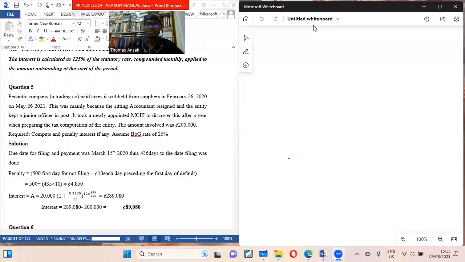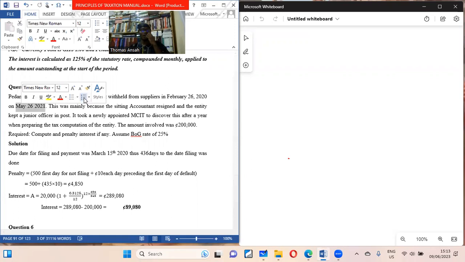All right, so that's it. This is actually May 26th. They were supposed to actually file on March 15th, but they didn't, and the payment too didn't go. So as for the penalty, the first day they did not file, which is March 16th, will be 500 cedis. Then from March 16th to May 26th of the following year is 435 days. Together with the first day, that makes 436 days. So that one is 10 cedis a day. So that is the amount here. Okay, that is the penalty.